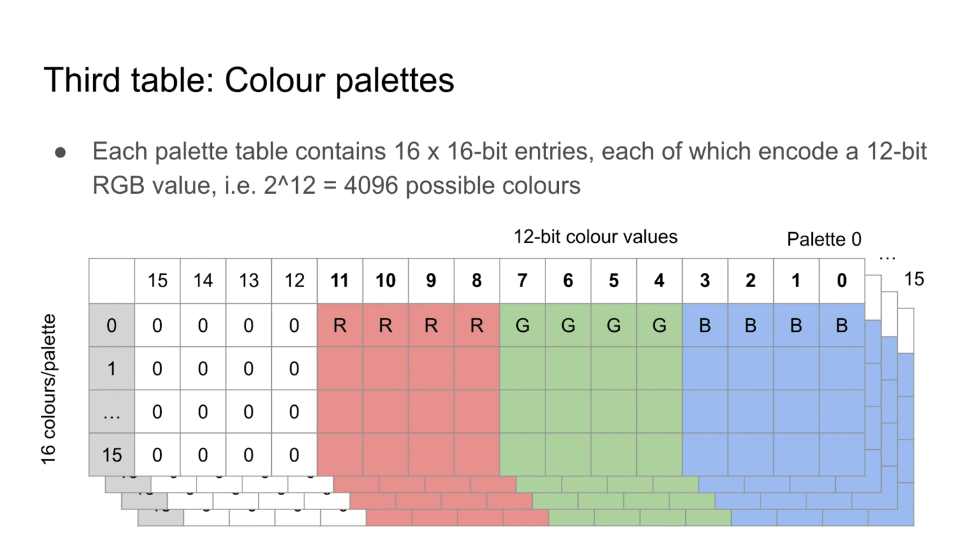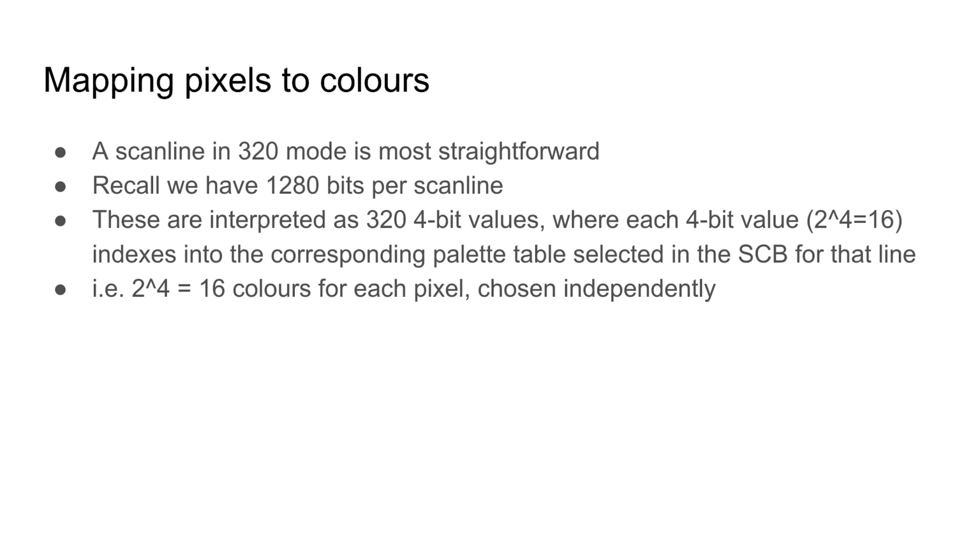So apart from the pixel data and the Scanline control byte, the third memory table we have is the color palettes. So there are 16 of them, and each of these contains 16 entries of 16 bits each. And those 16-bit values, well, 4 of the bits are unused, but then the remaining 12 encode the RGB value for that particular color. And so this is why we have 2 to the 12 or 4096 possible colors for each of the palette entries.